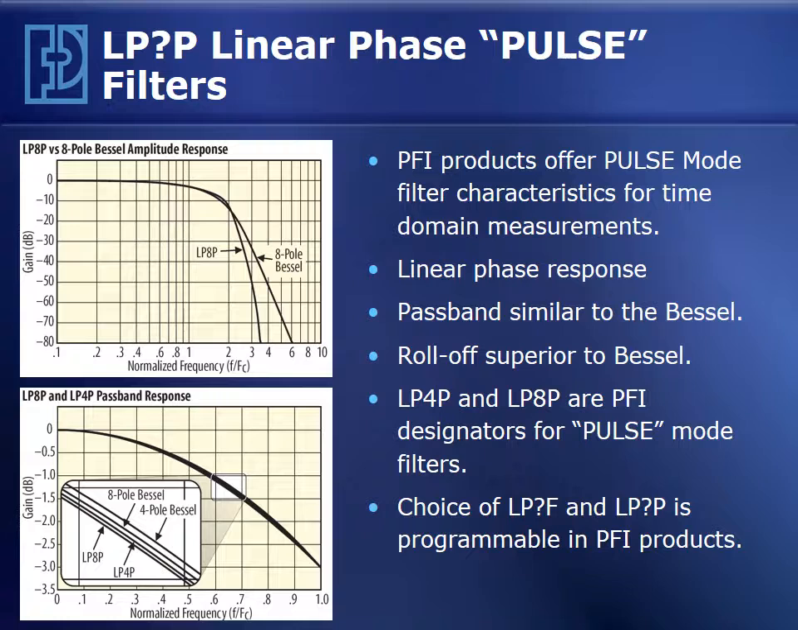The pulse mode filter is down 80 dB at about 3.5 times the program cutoff frequency, while the 8-pole Bessel is down 80 dB at 6 times. So much more selective, abrupt transition region.